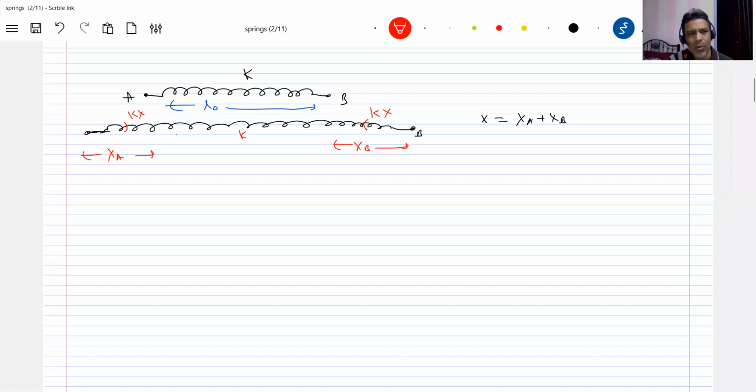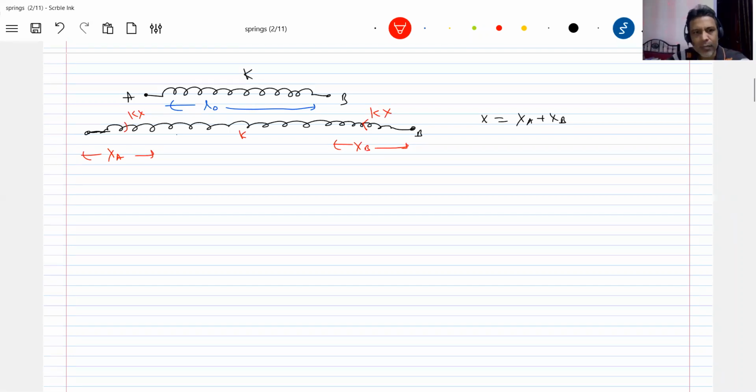This end I'll move by 1 centimeter, this end by 2 centimeters. What is the total increase in length? 3 centimeters. So the total elongation of the spring is 3 centimeters. So how much is the spring force? Total elongation into the spring constant will be the spring force. As it is elongated, our spring force should act at the ends, directed towards the center.